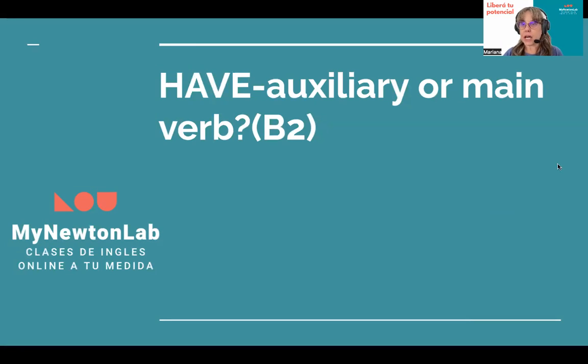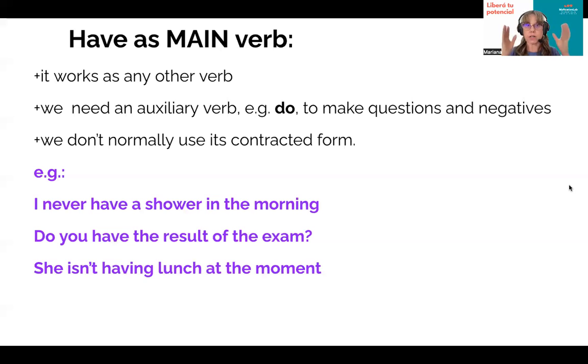We're going to see now how we can use the verb have as an auxiliary or a main verb, and how to distinguish when it is main verb and when it is an auxiliary verb. So let's have a look at the different options or uses of the verb have as main verb.